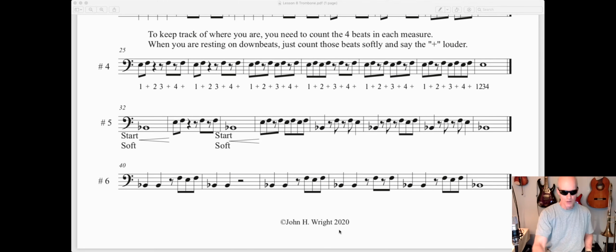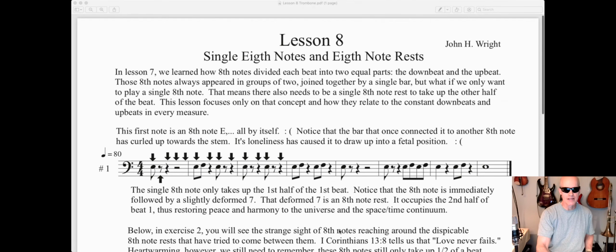All right. So hopefully that will help you to make a lot of sense of how to feel these downbeats and these upbeats, these eighth notes and eighth note rests. So important. So hopefully you enjoyed lesson 8.